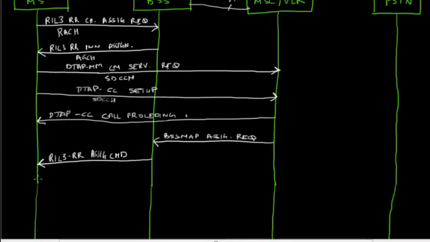The MS actually responds back to this message at this point with the RIL3 radio resource assignment complete message, saying that hey, I have got the information that you've sent me, I know which radio traffic channel to use, and I'm okay with that. So it sends the assignment complete message.